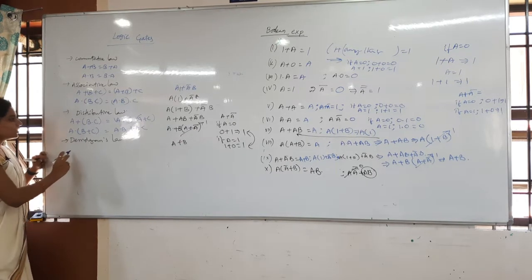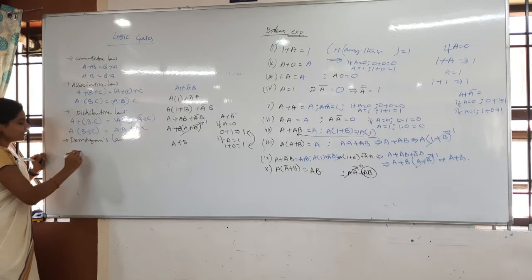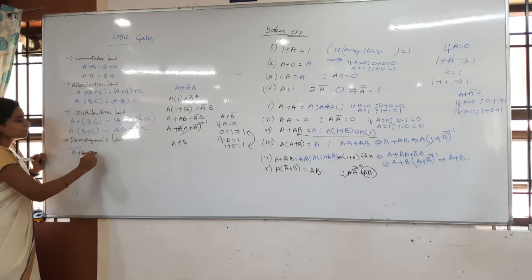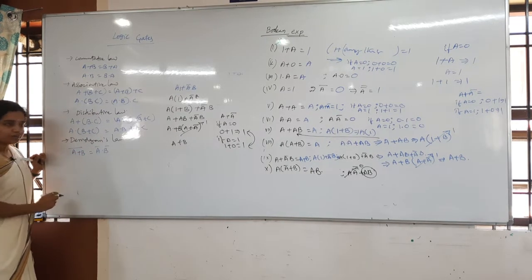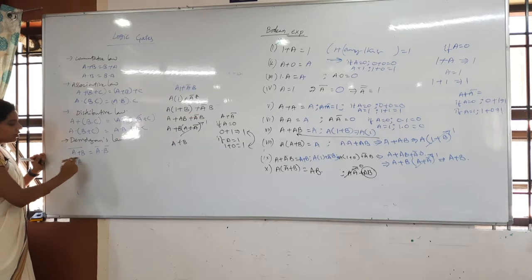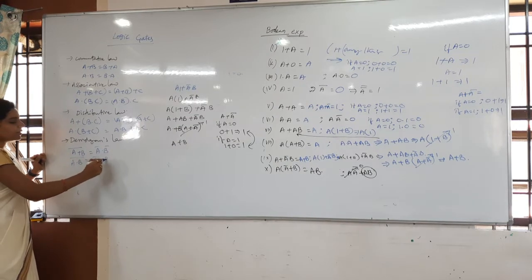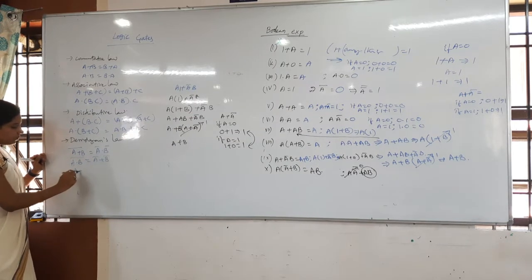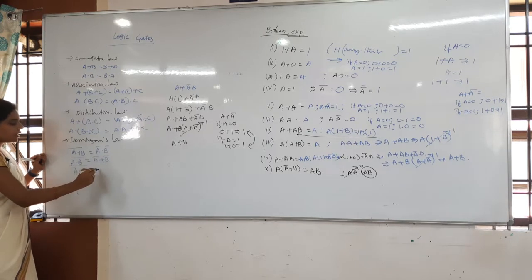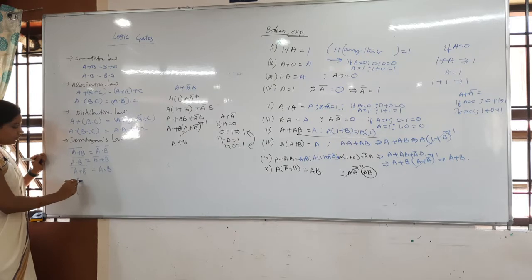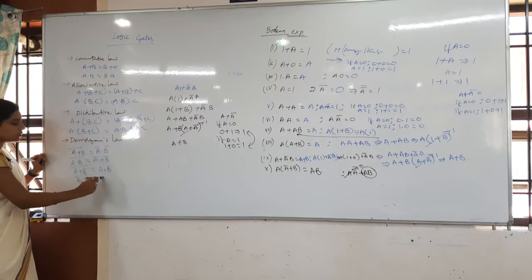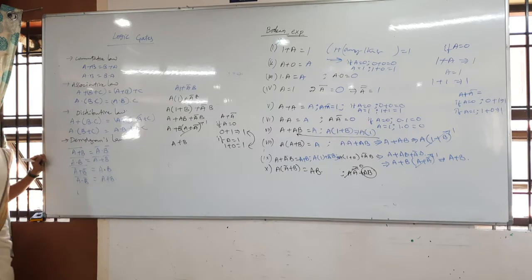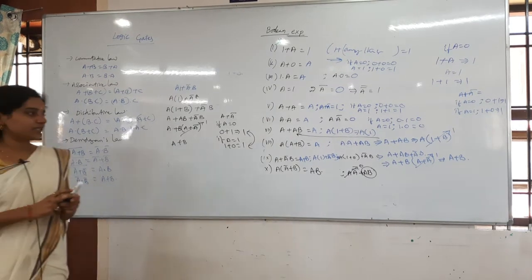De Morgan laws. A plus B whole bar is equals to A bar dot B bar. A dot B whole bar is A bar plus B bar. A bar plus B bar whole bar is A dot B. A bar dot B bar whole bar is equals to A plus B. These are the De Morgan laws we already know. So everything you copy.